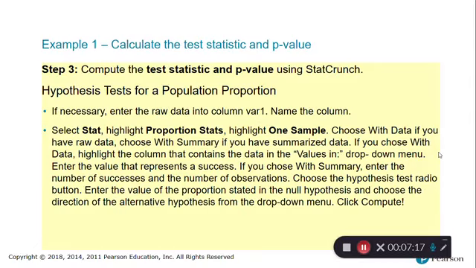The next part of the process is to compute the test statistic and the p-value, and we're going to do that using StatCrunch. So first step is, if necessary, we would enter our raw data into column 1. Usually that's already given to us. If it's not given to us, that means we might have a summary. So we're going to select stat, proportion stats, and then 1 sample. If we have raw data, we would choose with data. And if we have summarized data, then we would choose with summary.